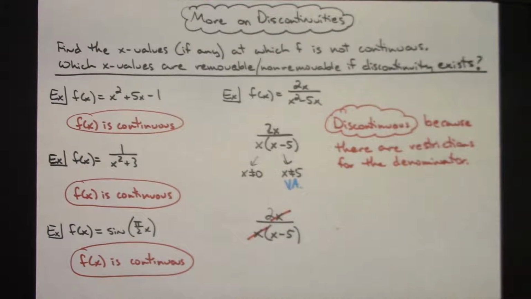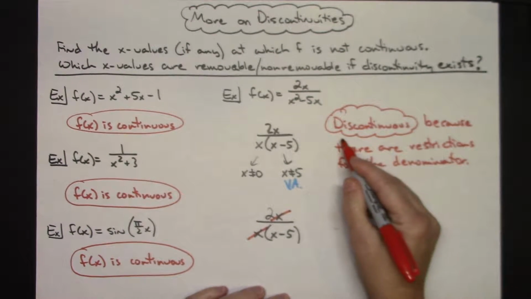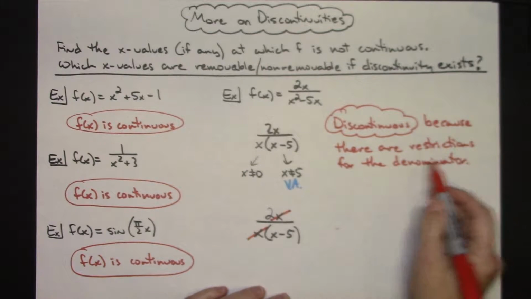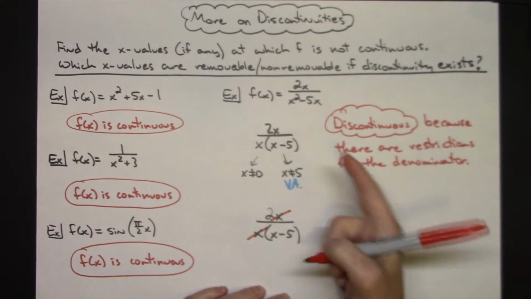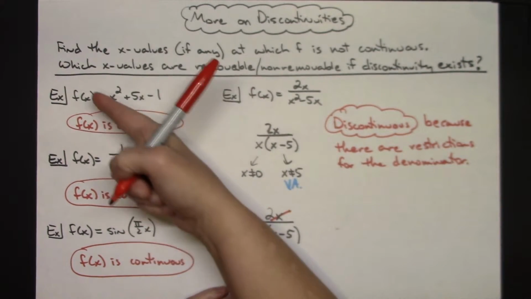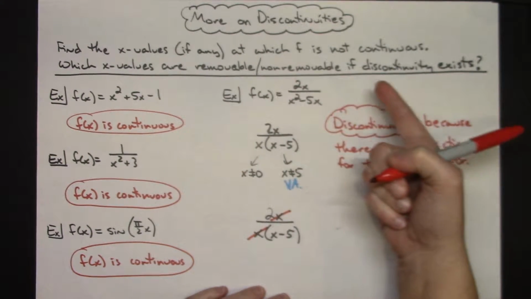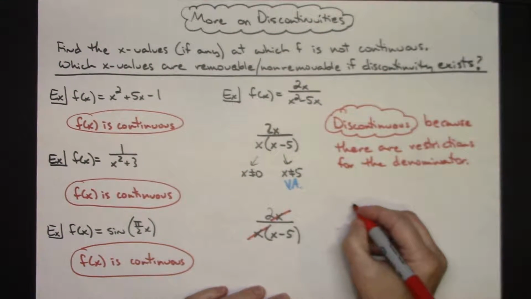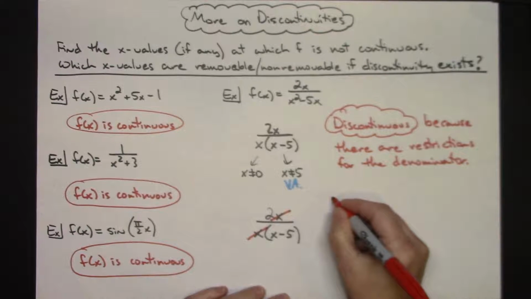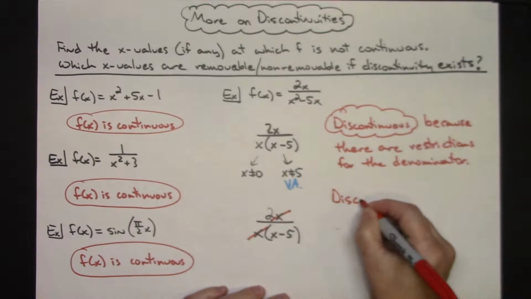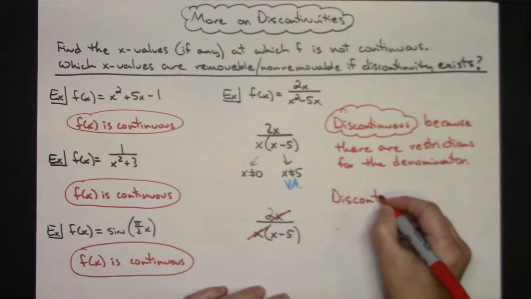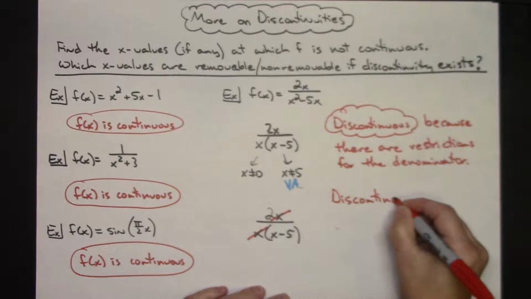Let's sum up what we've got here. We know it's discontinuous because we've got restrictions in that domain. Now it specifically wants to know which x values are removable and non-removable if a discontinuity exists. So I would probably sum up an answer as discontinuities. Or here, let's just say discontinuous.